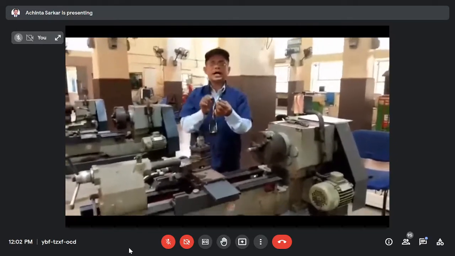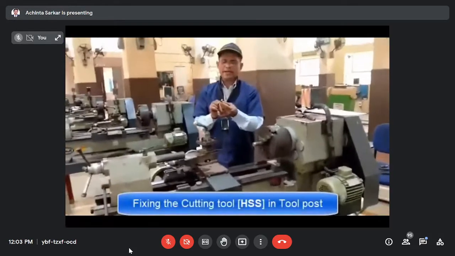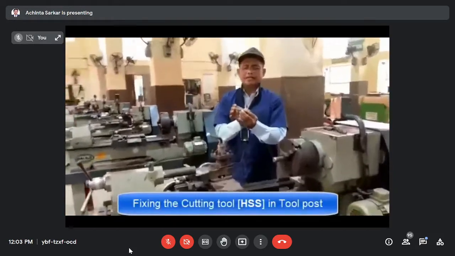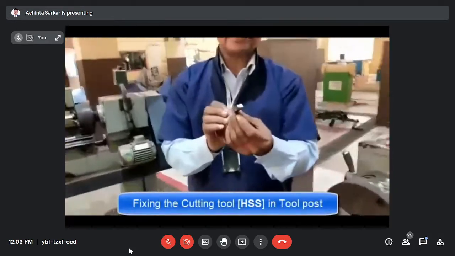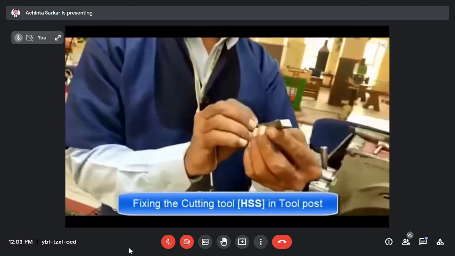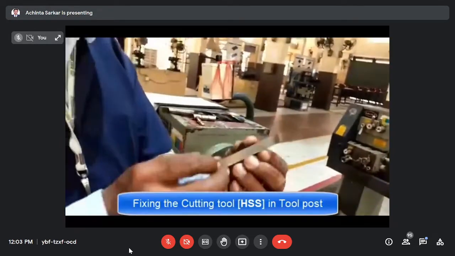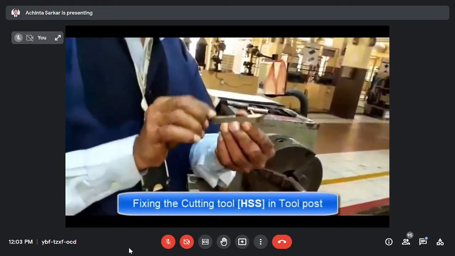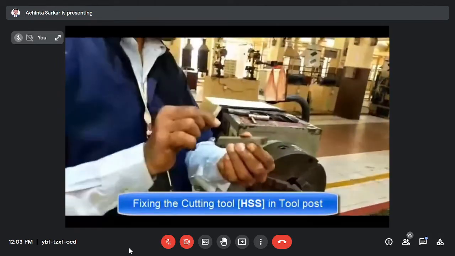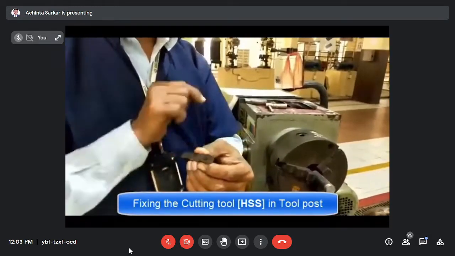This is your cutting tool, and the cutting tool metal is high speed steel. The cutting tool is four-sided, the length is 3 inch and the diameter is 3/8 inch. That's why it is called a 3/8 by 3 inch high speed steel cutting tool. In the cutting tool, you have to create a cutting edge. This is the cutting point, and this is the cutting edge.